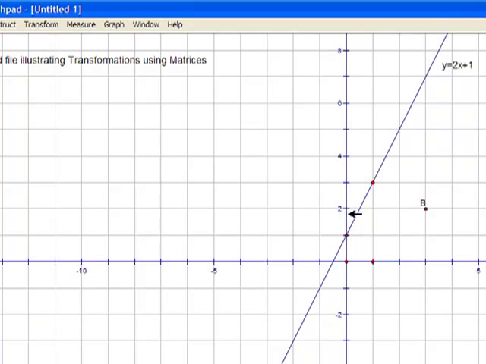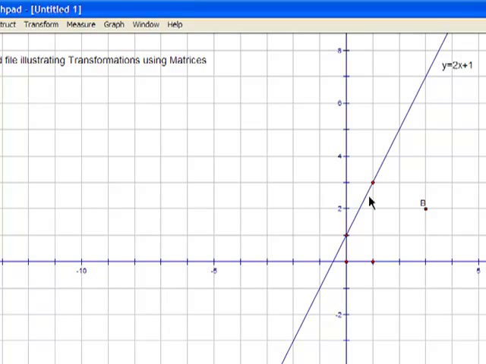I plotted the points (0, 1) and (1, 3), and then I made the line y = 2x + 1 through them. I also plotted the point B at (3, 2). Now our goal is to reflect point B over the line y = 2x + 1.